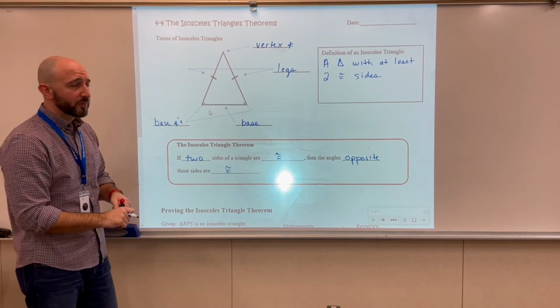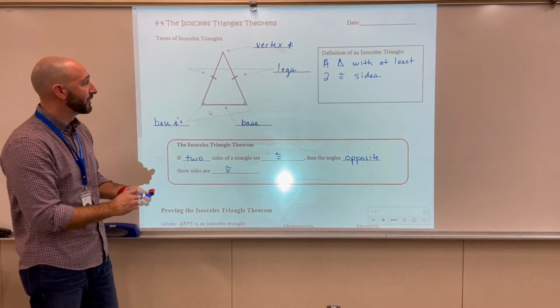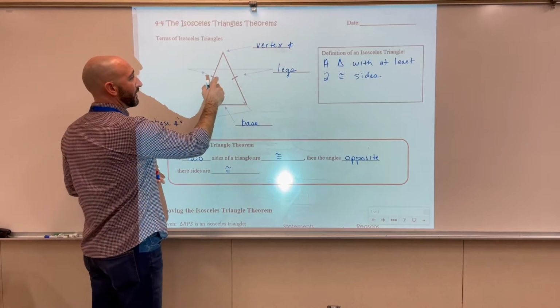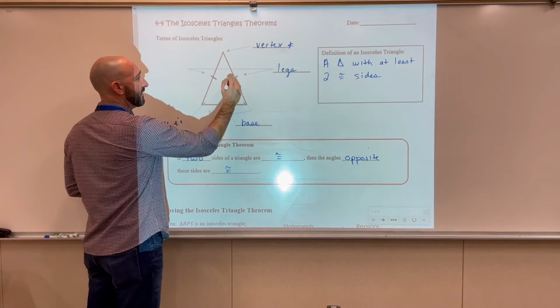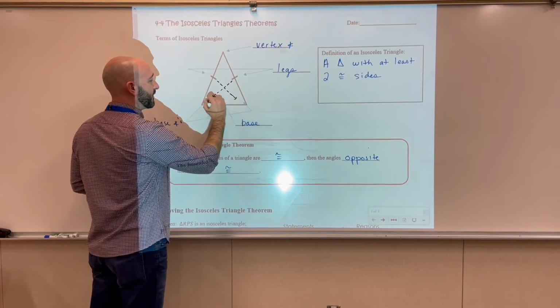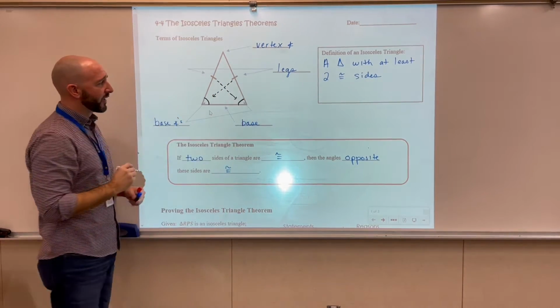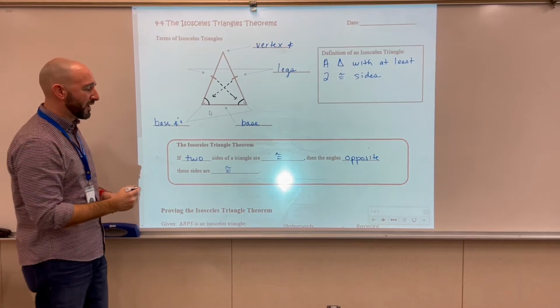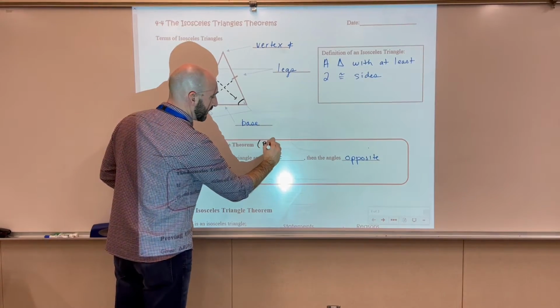So again, if we take a look back at the original diagram, we have our legs that are congruent. So the base angles that are opposite those legs are going to be congruent. Okay, and that's why sometimes I would call this the base angles theorem.